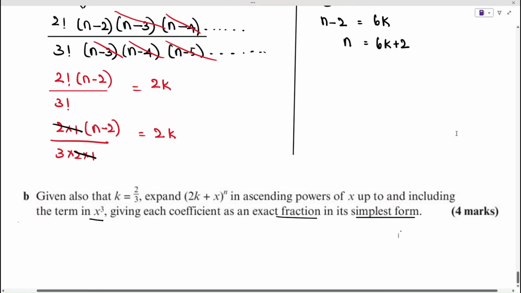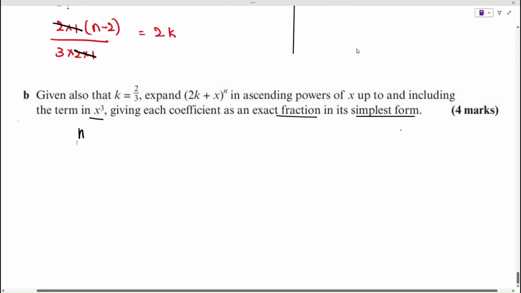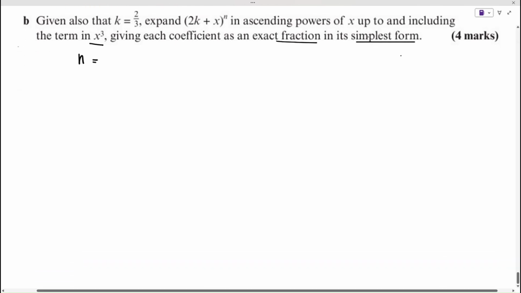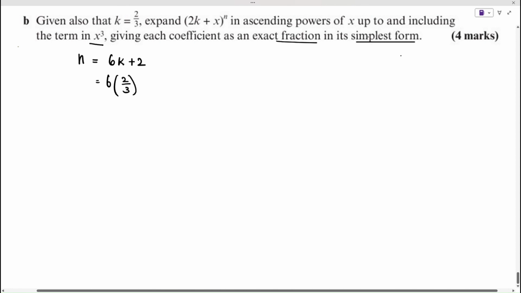So let's see what equation that we're going to get. So we're going to substitute our value of k as 2 over 3 into our expansion here. And we're also going to use k in n equals 6k plus 2 to get our value of n. So we have n is equal to 6 times k plus 2. So that's 6 times 2 over 3 plus 2. And so if we multiply 6 in, we get 12 over 3, which is equal to 4. And so 4 plus 2 is equal to 6. So n is equal to 6.